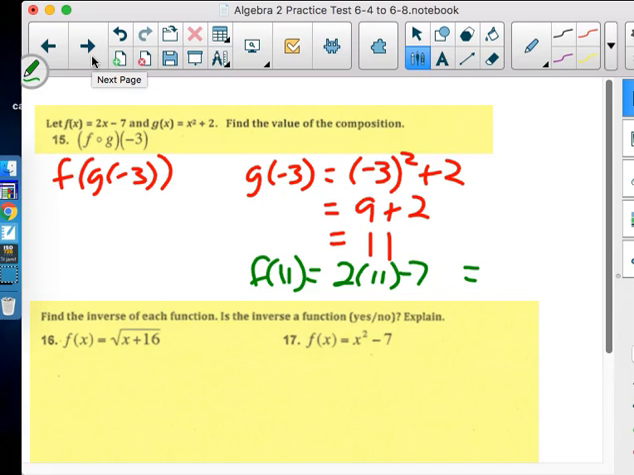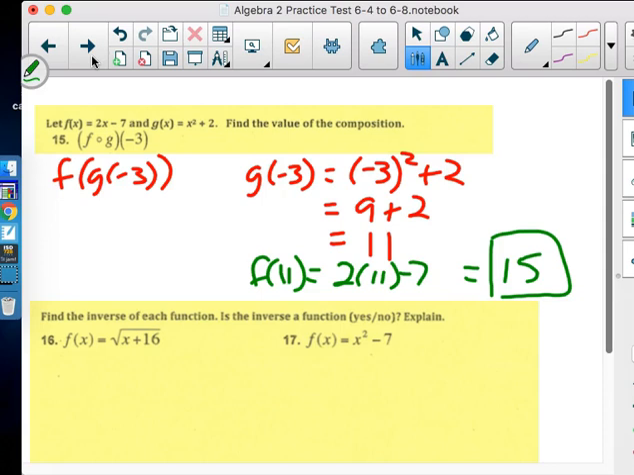Two times 11, 22 minus 7, 15. There's our answer. So we want to put a box or a big circle around that so that it shows, hey, we knew to put it into G first and figure out what it was. It was 11. Then we put it into F, and we got 15. And we're done.